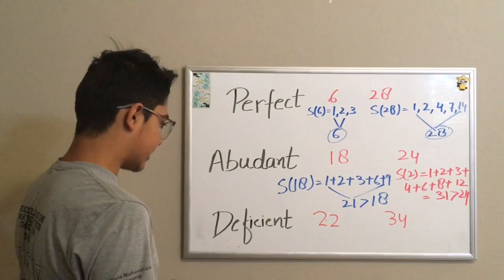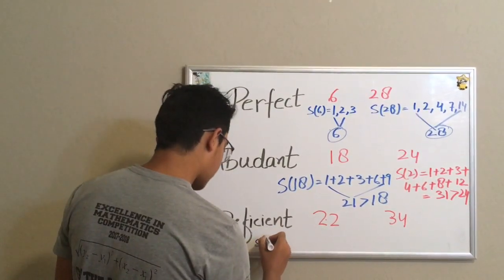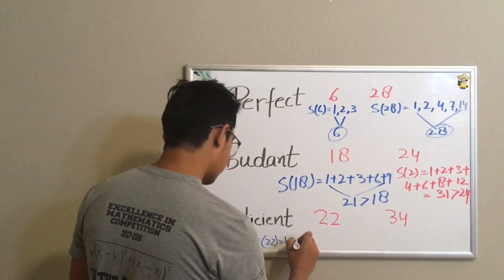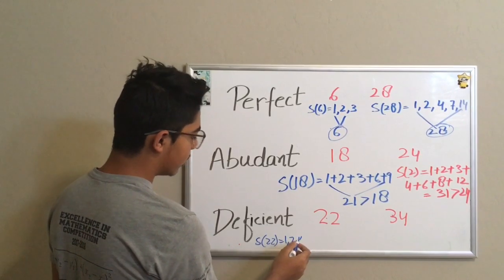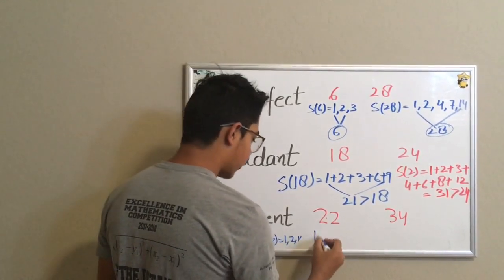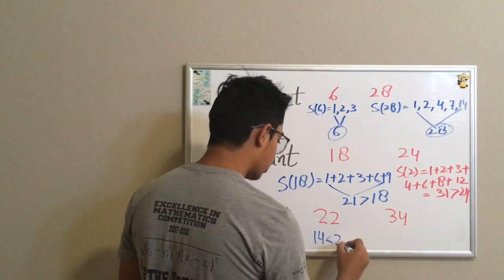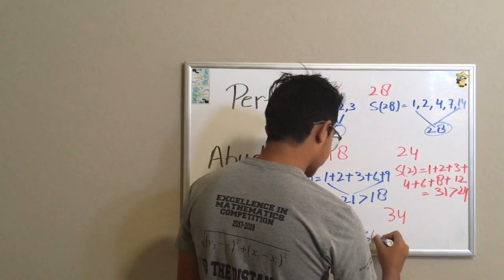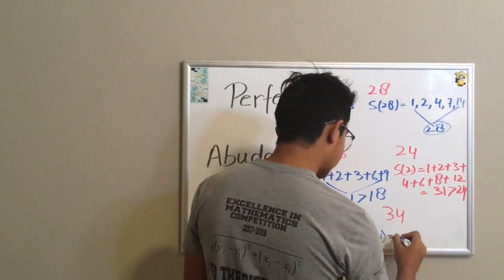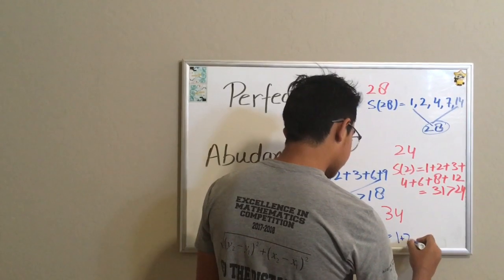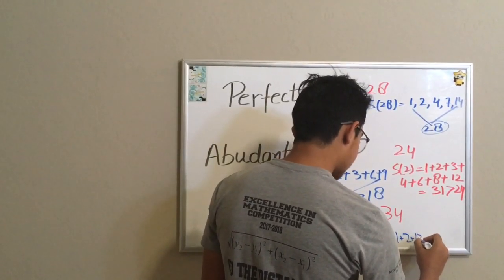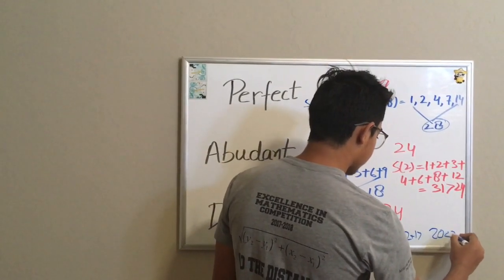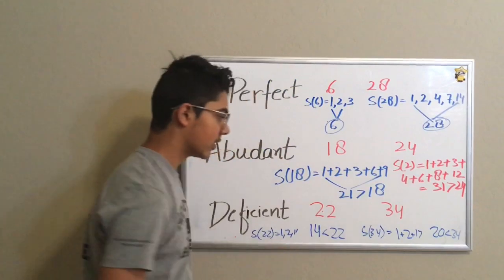So when we take S of 22, 22's divisors are 1, 2, and 11. So then when you add them up, that's 14. Now 14 is less than 22, and therefore 22 is deficient. Now let's look at S of 34. S of 34 will be 1 plus 2 plus 17, which equals 20, and 20 is less than 34, which means 34 is also deficient.